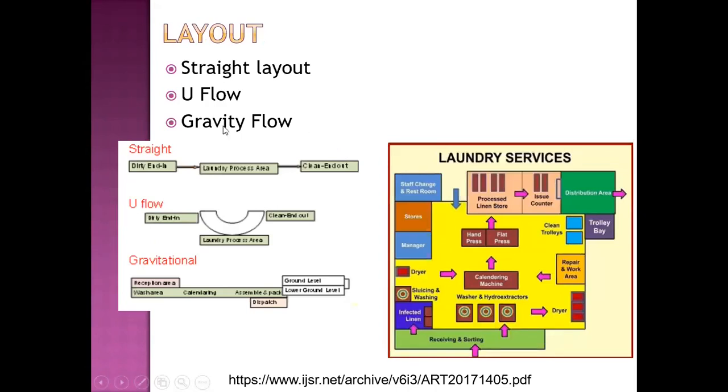Layout of laundry may be either straight or U flow or gravitational flow. Gravitational flow involves multiple floors of the building. And this is a layout I have taken from this article. So it is a straight layout. There is receiving, sorting, then sluicing, washing, hydro extraction, calendering, then hand press, flat press, and then finally distribution.